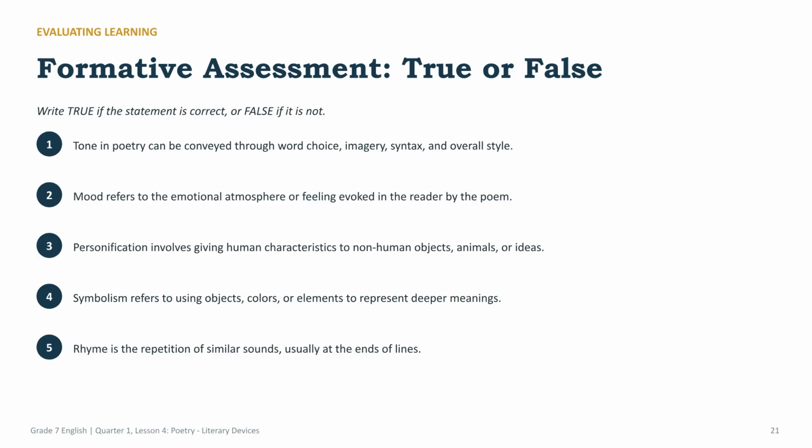There's more to discover. Before we close, let's do one final check. 5 true or false statements. 1. Tone in poetry can be conveyed through word choice, imagery, syntax, and overall style. 2. Mood refers to the emotional atmosphere or feeling evoked in the reader by the poem. 3. Personification involves giving human characteristics to non-human objects, animals, or ideas. 4. Symbolism refers to using objects, colors, or elements to represent deeper meanings.